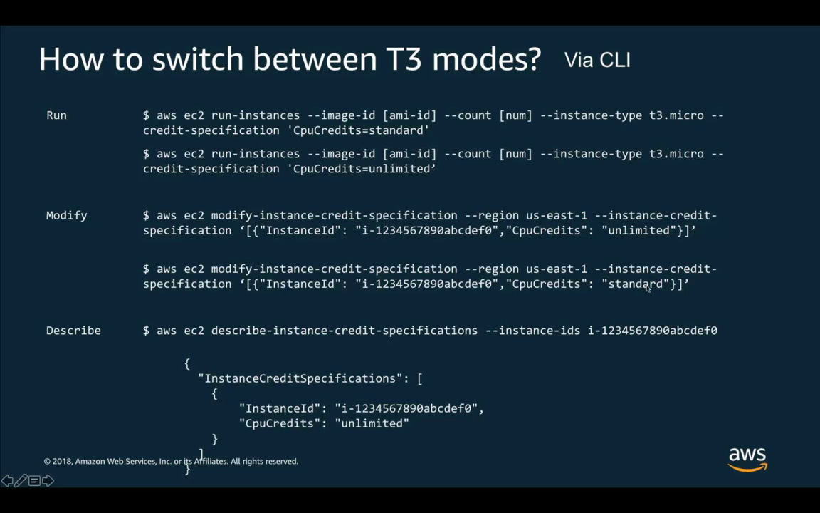Now, if you are wondering what mode your instance is running in, you call the describe API, and you give the instance ID here. This is like a dummy instance ID. You're not going to have a sequential number like this. When you do that, you will get the response whether it's running in unlimited or standard. So if it's standard, you'll get standard CPU credits here. If it's running in unlimited mode, it will give back unlimited.